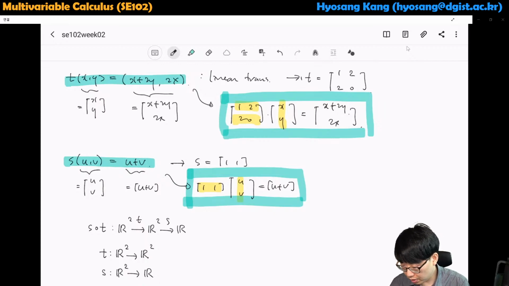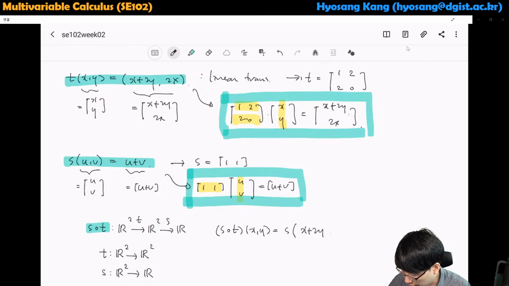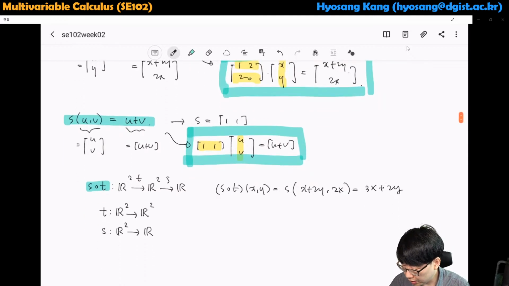And let's try to composite this function by hand, because we have a specific definition of this. So I'm taking S(T(x, y)). First I'm taking T(x, y), which is (x plus 2y, x), and then I'm applying the definition of S, which gives 3x plus 2y. Okay, so that's the function S composite T.